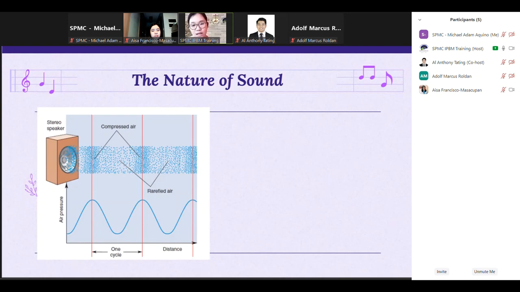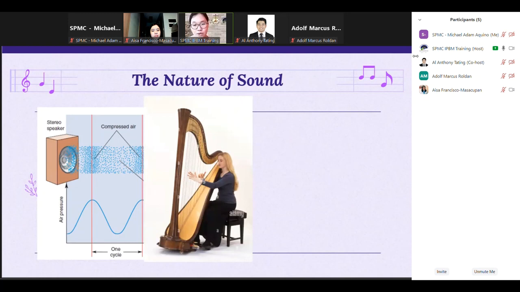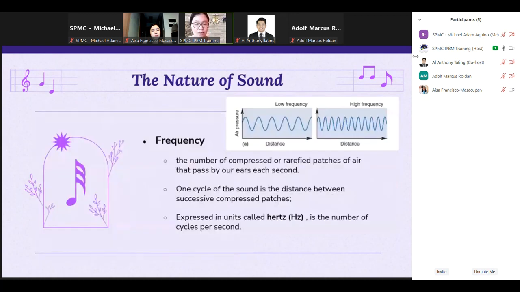So there are many sources of sound, such as vibrating strings or stereo speakers reproducing the sound of a stringed instrument, which can also produce vibrations in air pressure that are rhythmic and thus produce sound.